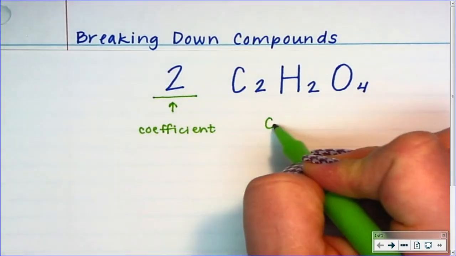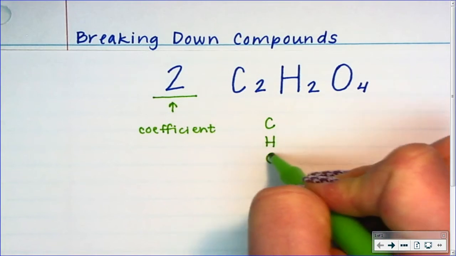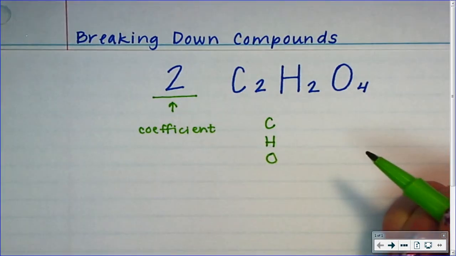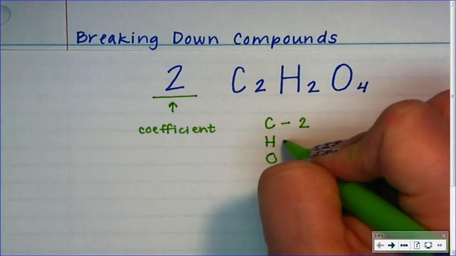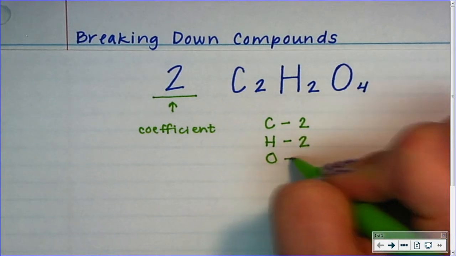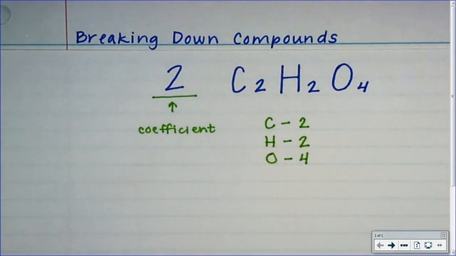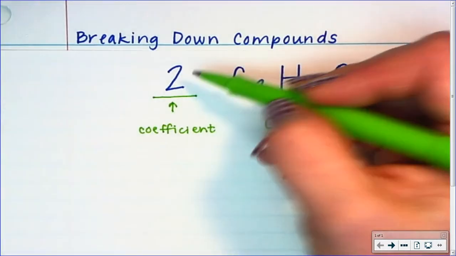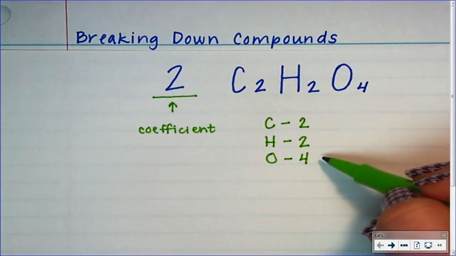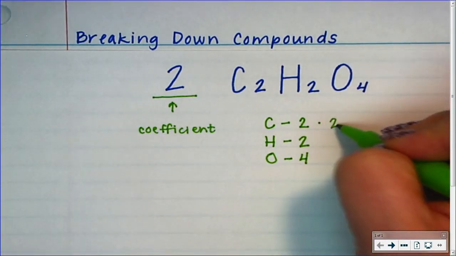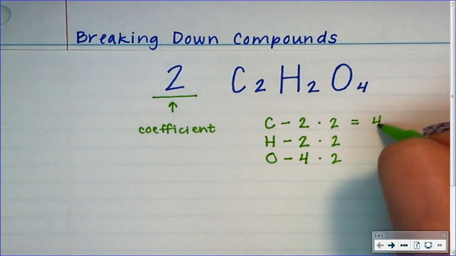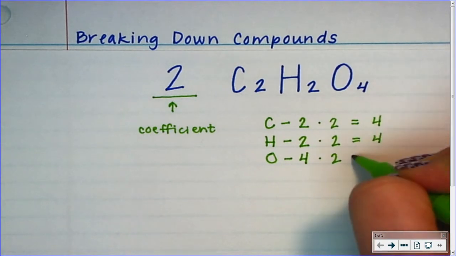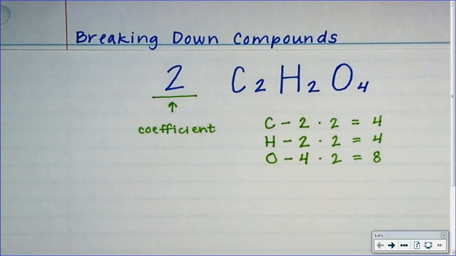Breaking this down, we should have a carbon, a hydrogen, and an oxygen. Each one of those is capitalized, so hopefully that's pretty easy to point out after we've done a few. The number to the right of carbon is 2. Number to the right of hydrogen is 2. The number to the right of oxygen is 4. Now what to do with that 2? So this coefficient, 2, is just going to multiply all of these numbers by 2. So by 2, by 2, and by 2. So really, altogether we have 4 carbons, 4 hydrogens, and 8 oxygens in this part.